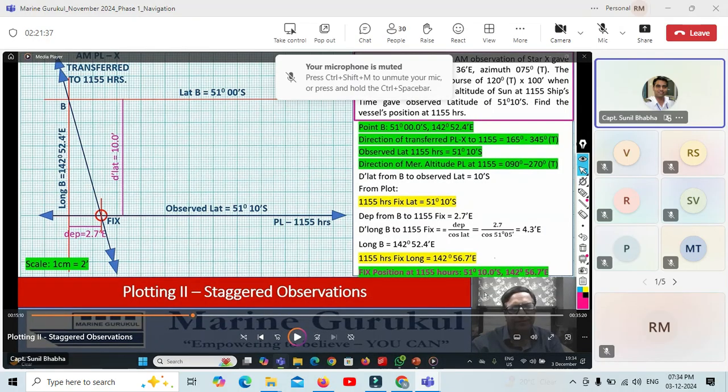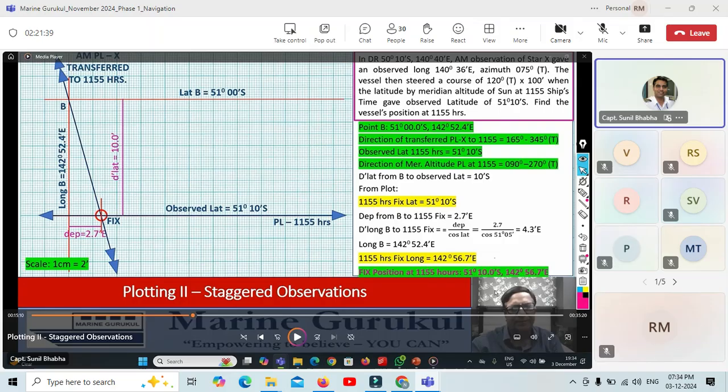Okay, beta. Go ahead with your doubts now, if any. So we have used observed long. So in this case, we cannot use the DR long. It would be incorrect. That's right, beta. For transferring the PL, we need a point which is situated on the PL. So the PL is passing through the observed long. That's why we have to use the observed long. Okay, sir. Understood.